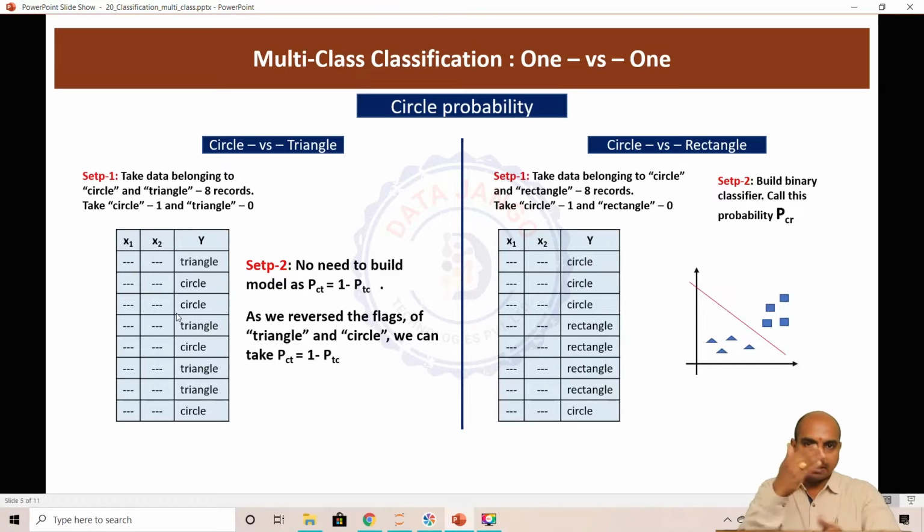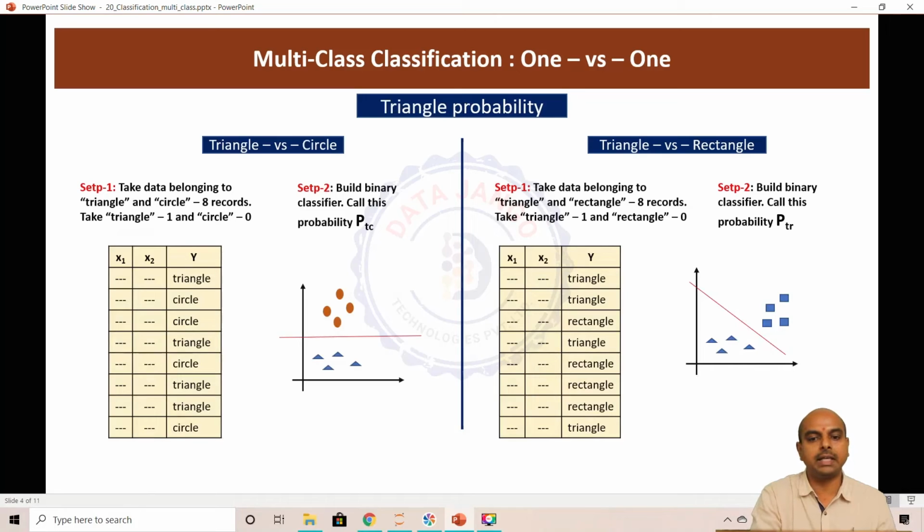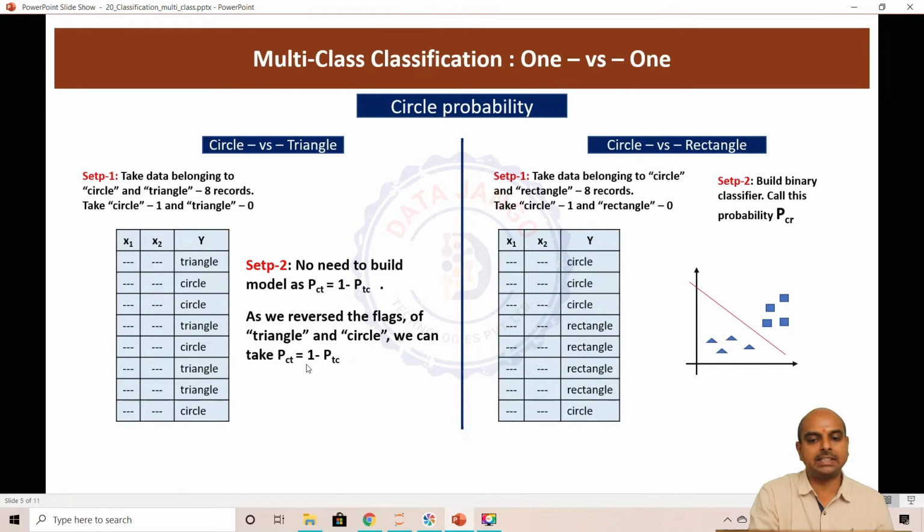So if you flip the labels, you can take 1 minus whatever probability we calculated on triangle versus circle. PTC is the probability of triangle versus circle and PCT is equal to 1 minus PTC. So the circle versus triangle probability, we can get it because we already built a model to calculate the probability for triangle and circle. And circle versus rectangle: you need to take only data belonging to circle and rectangle and build a model. You get a probability of circle rectangle, CR.